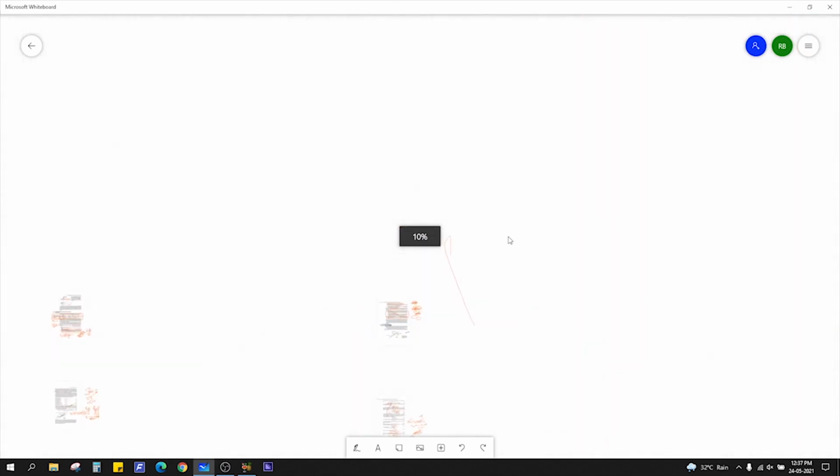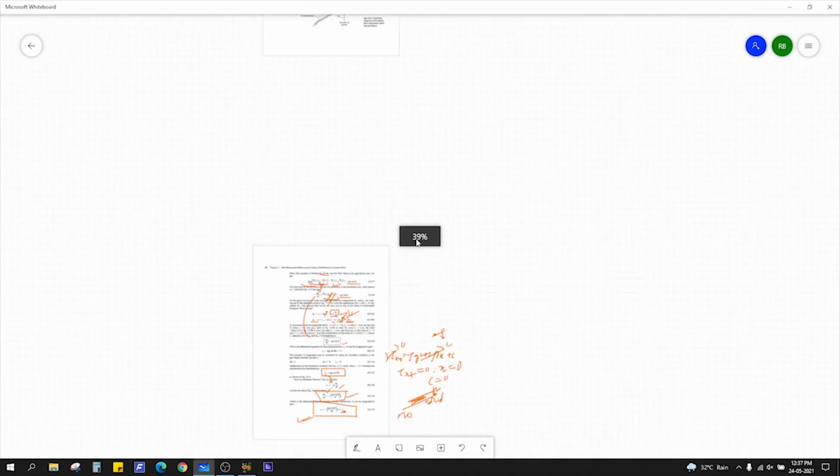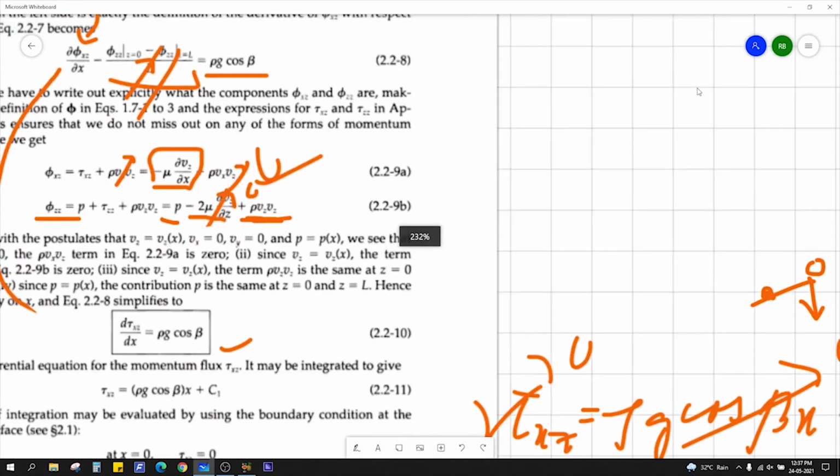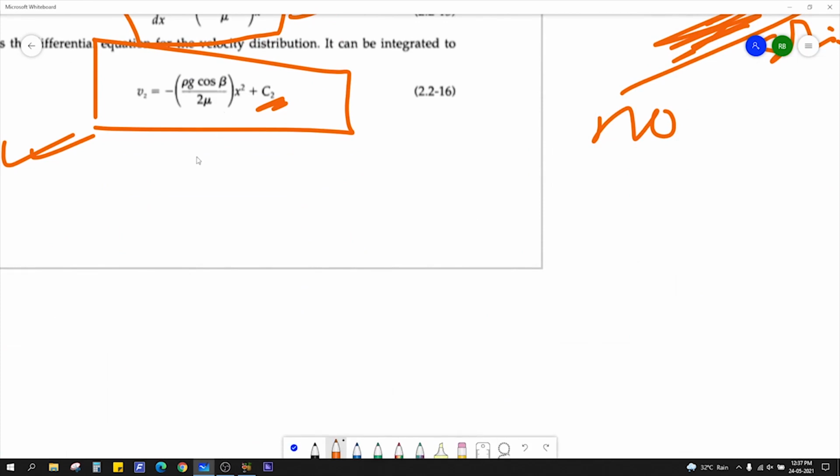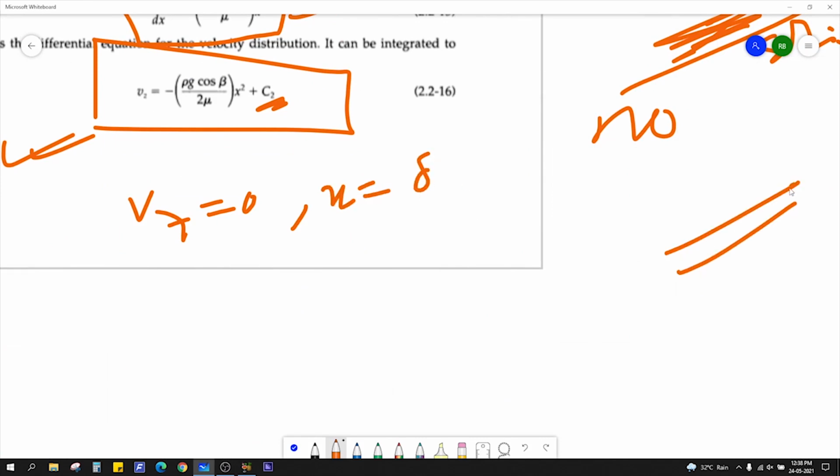So what is the boundary condition we have here? That means Vz is 0 at x equal to delta. If you take the thin film, this is your origin, this is z and this is x, so at this point you have the thickness of the film.